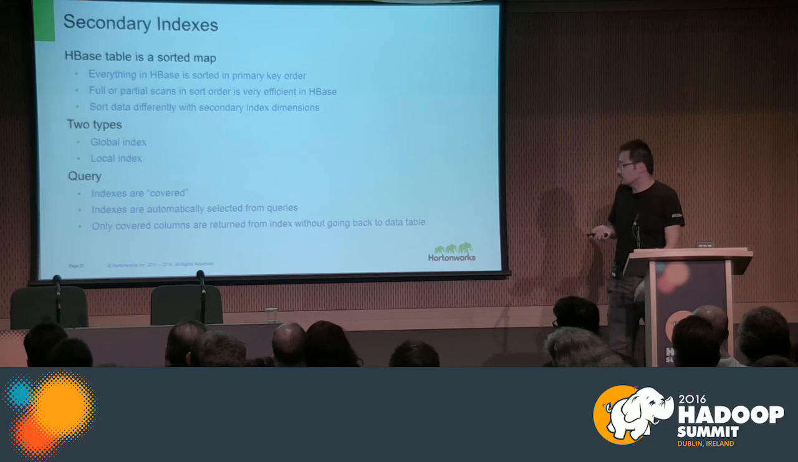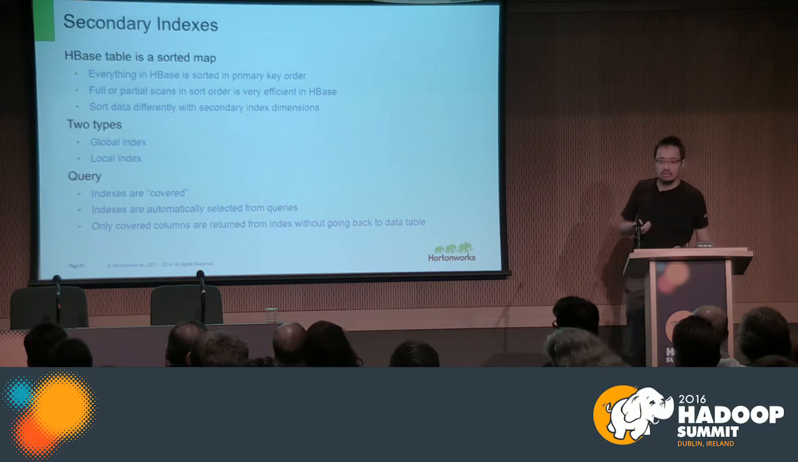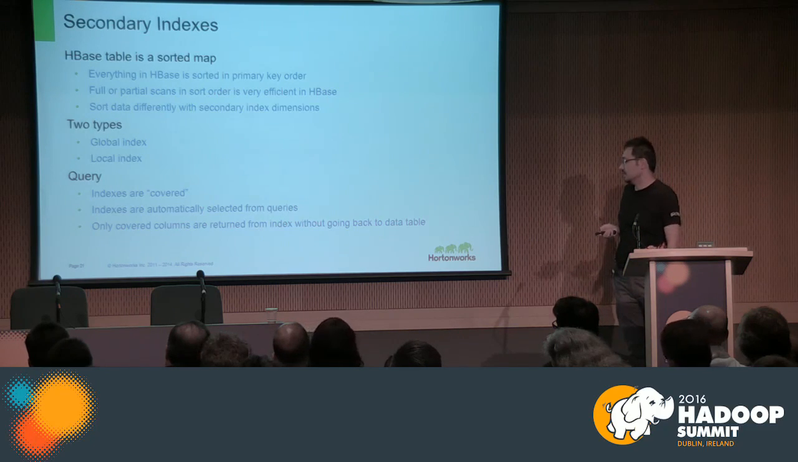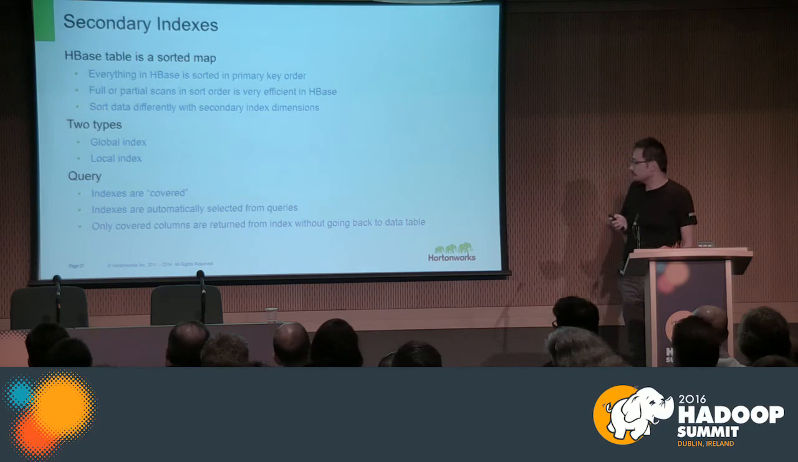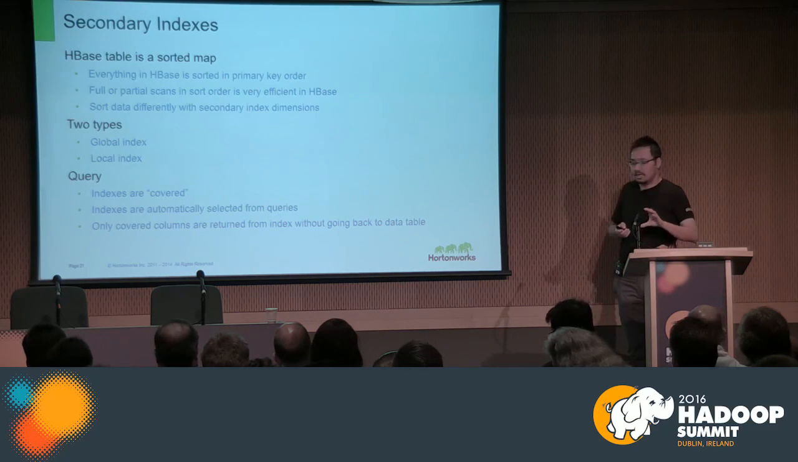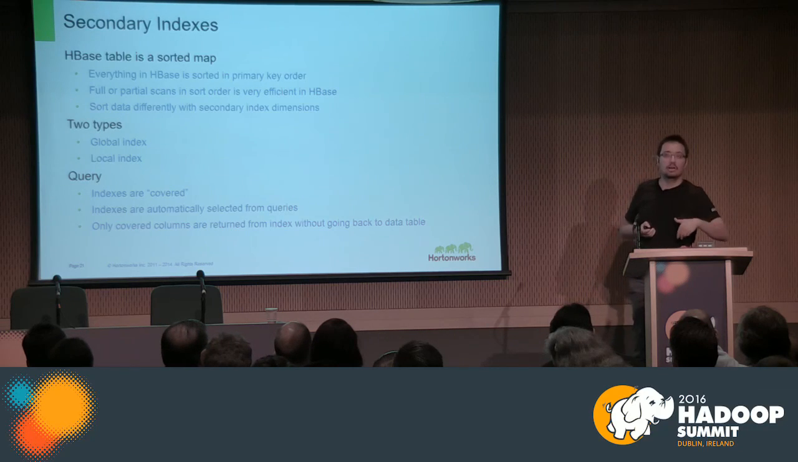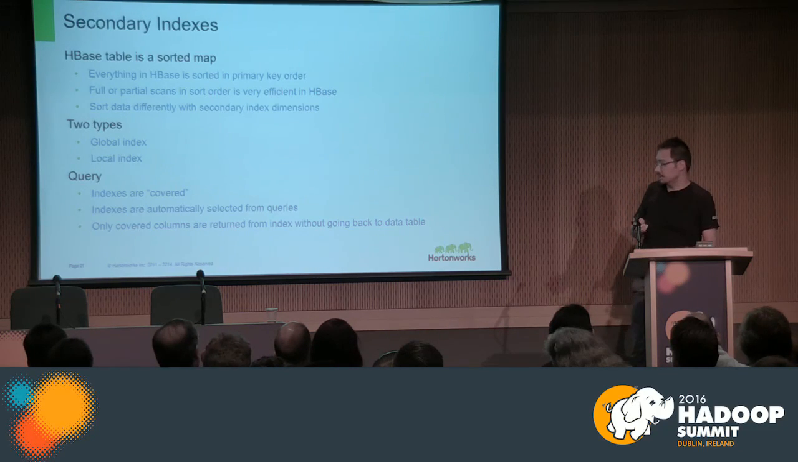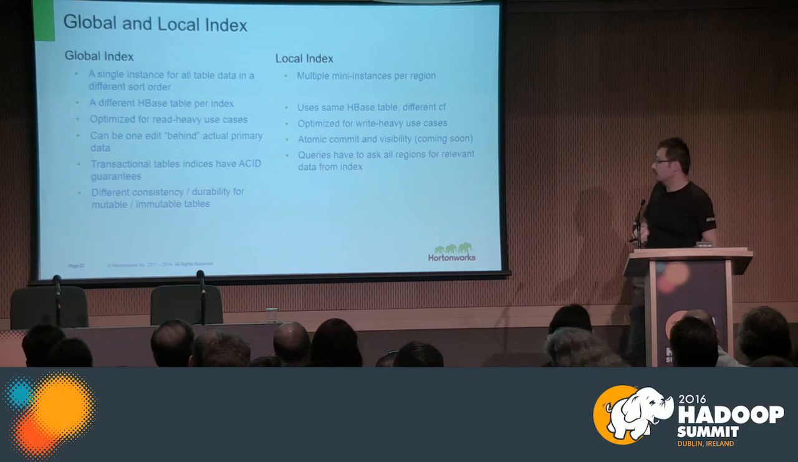And the indexes are automatically selected for queries, but you can also hint using the secondary indexes. Also, we covered what's called covered columns: if the query hits all the covered columns in the index, they will automatically be returned from the covered data, right?